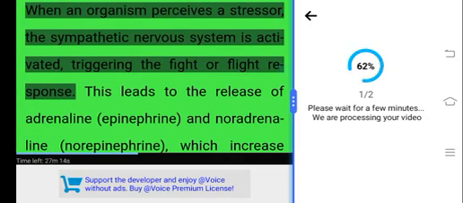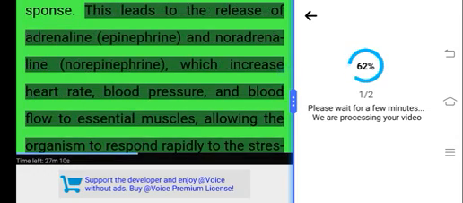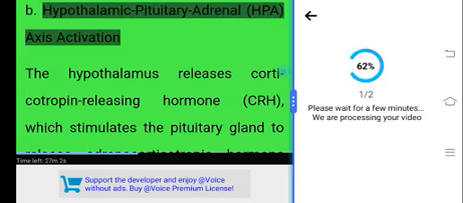When an organism perceives a stressor, the sympathetic nervous system is activated, triggering the fight or flight response. This leads to the release of adrenaline, epinephrine, and norepinephrine, which increase heart rate, blood pressure, and blood flow to essential muscles, allowing the organism to respond rapidly to the stressor. B. Hypothalamic-pituitary-adrenal (HPA) axis activation.